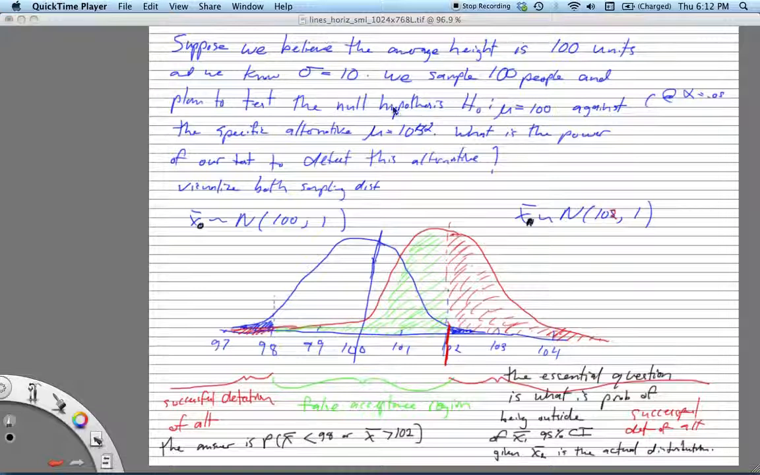Okay, so here's our situation. Suppose that we believe that the average height of people is 100 units, and somehow, this is sort of unrealistic, but somehow we know that the standard deviation of heights is like 10 units. So the idea is we're going to sample 100 people and we're going to do a significance test of the null hypothesis that mu is in fact 100.